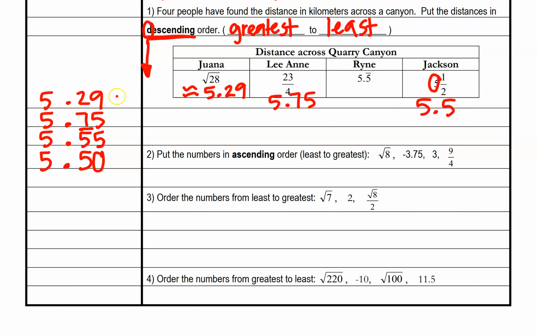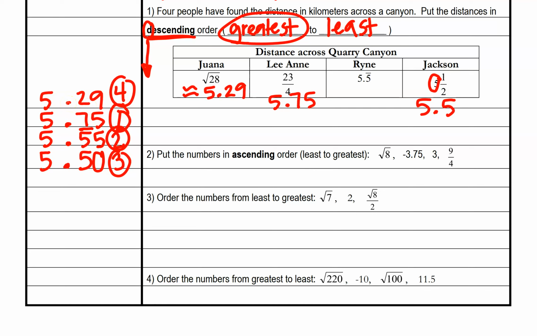So we have 5.29, 5.75, 5.55, 5.50. It is looking first for the greatest number. So looking at these, what is the greatest number? Now we cannot compare the 5. Let's go ahead and compare these right here. The greatest number is 7. So this will be my greatest number. After the 7, we have a 5, 55, or a 50. Which one is my greatest number? 55. Then we have 50, and my smallest number will be 5.29.